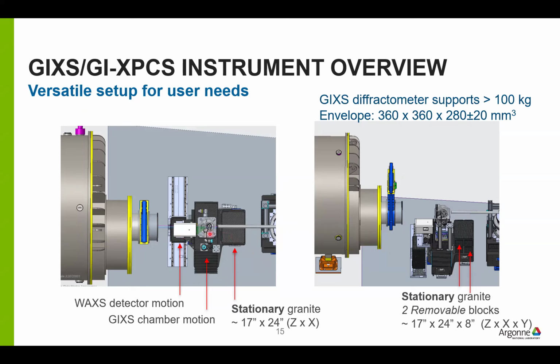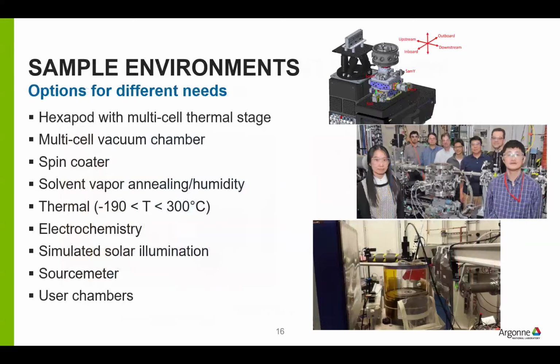And I'm not showing, but we'll have different transition flight paths available. So if we want, we can move the wax detector out of the way and keep this all in a vacuum flight path with a minimum of windows, minimum of parasitic scattering. On this stationary granite, there are a couple blocks that are removable. So if somebody has a very tall setup, we can remove these blocks and put something else there. And the diffractometer is all very robust, and we can accommodate fairly large sample chambers or processing chambers.